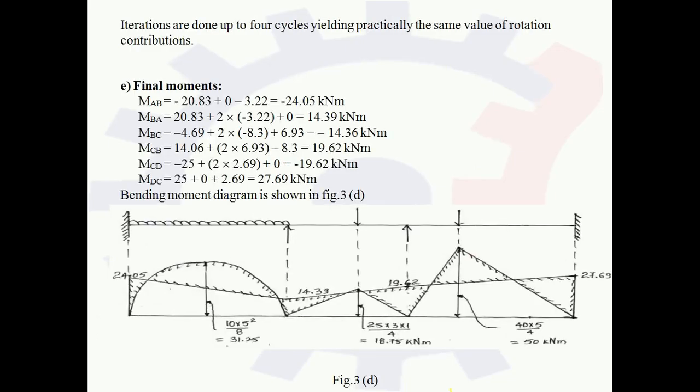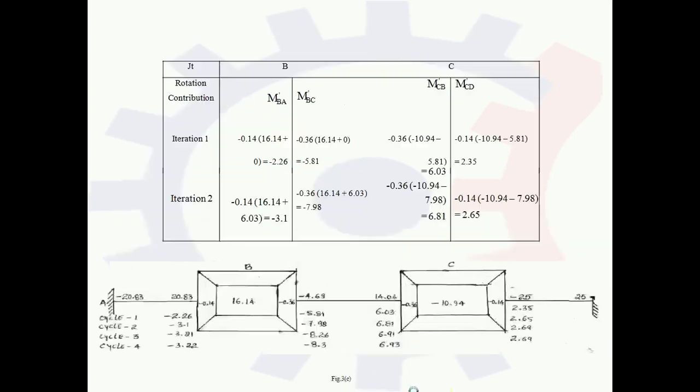Now moving towards the final moment. For the final moment, we have to consider the final value of the contribution. The final value of contribution we are getting in cycle number 4. So the cycle number 4 values we have to take: minus 3.22 for BA, BC minus 8.3, M dash CB 6.93, and M dash CD 2.69.